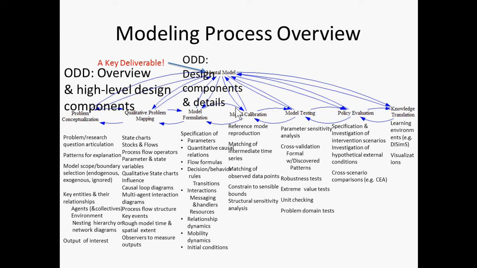Having passed through a set of these stages, we may have a model that we think is worthy of using to give insights for possible policy comparisons, and we'll use it for evaluation, comparison of different intervention strategies, and then potentially for knowledge translation, for communicating with others in our stakeholder group more broadly. So this is our modeling process.